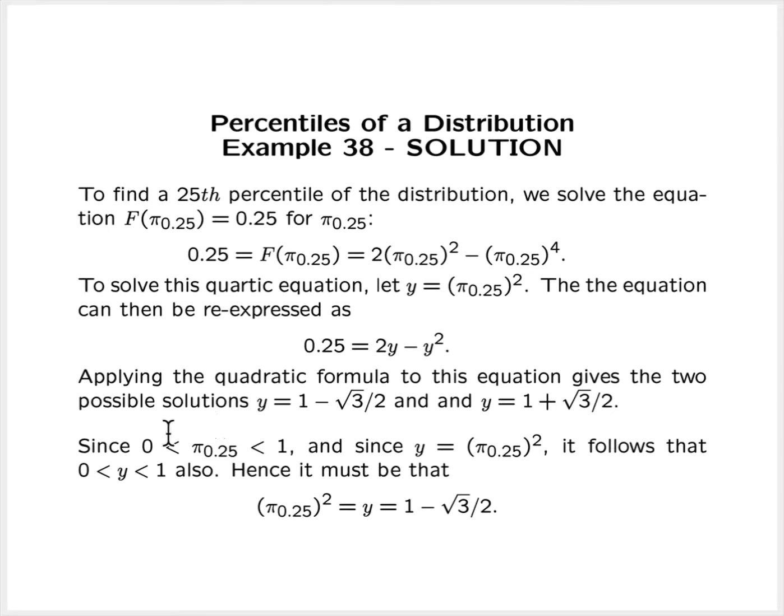And again, since we know that this 25th percentile has got to be between 0 and 1, the square of that value has got to be between 0 and 1 as well. That would preclude this second mathematical solution from being an actual solution in this situation. And so we know that the square of pi sub 0.25 has got to be equal to 1 minus the square root of 3 over 2.